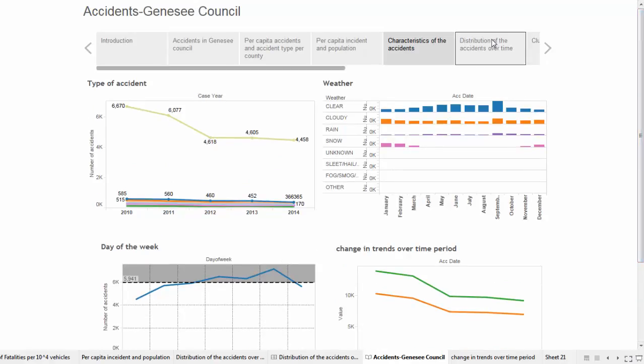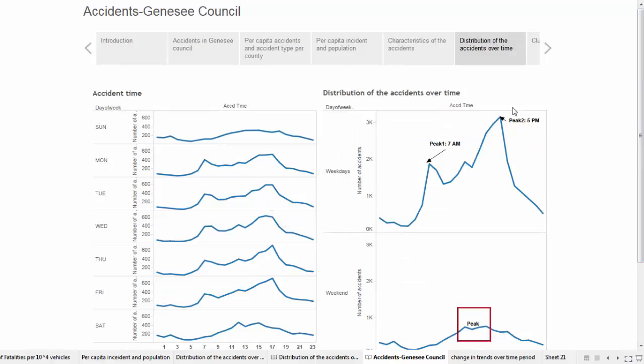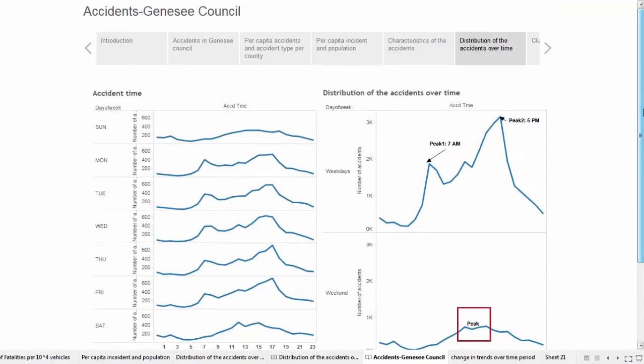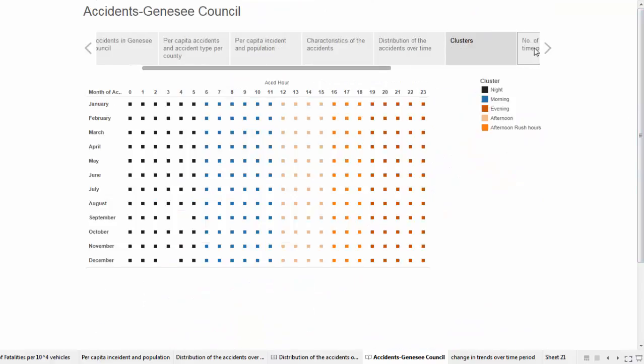In the next visualization, we would like to show different kinds of trends and patterns that we have observed for weekdays and weekends. On weekdays, we have seen two peaks, one at 7 a.m. and the other at 5 p.m. And on weekends, we have observed a peak from 12 to 3 p.m. in the afternoon. Here is the time series representation of our cluster.